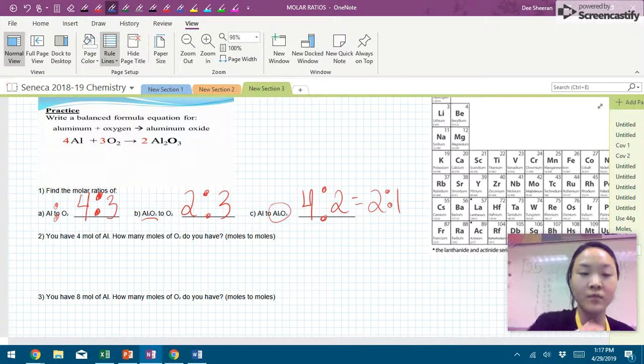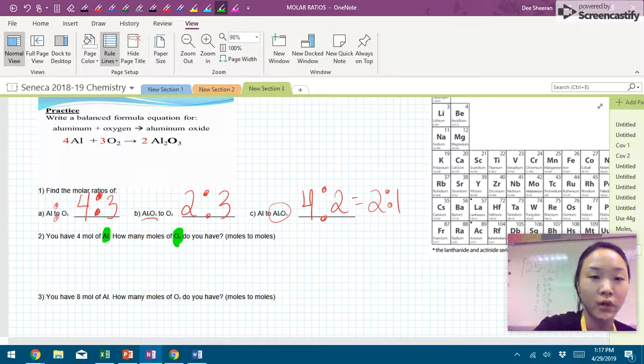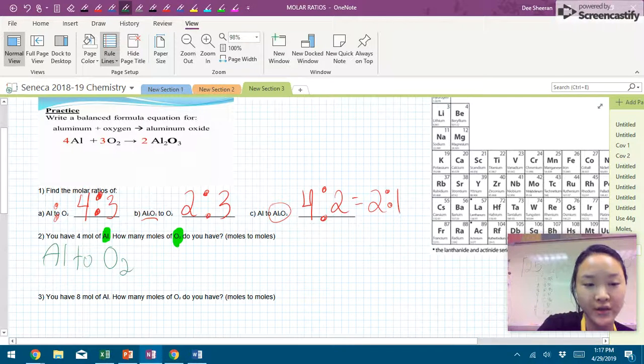So in this problem, we are going to be talking about the Al atom and the O2 molecule. So we're talking about Al and O2. So that means we're going from Al to O2. And so our ratio is, let's find it. Al to O2 is 4:3.